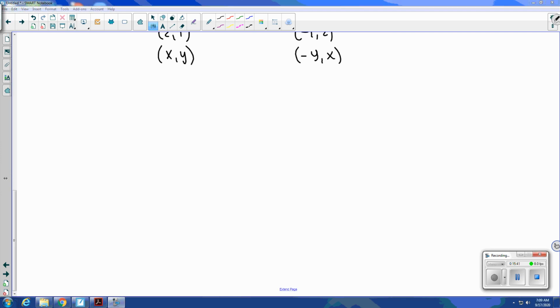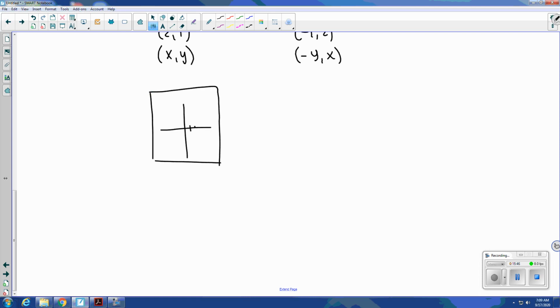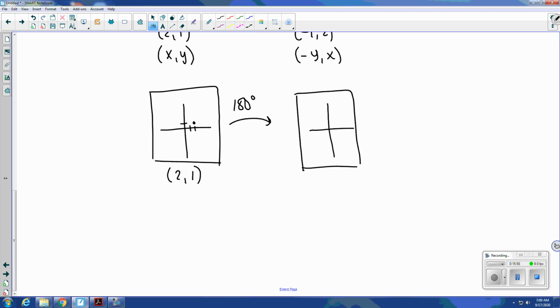And then lastly, if we want to rotate 180 degrees, we can plot our point on a piece of paper. Again, we're dealing with 2, 1. 180 degrees would be a full half turn. So my paper will be flipped upside down, and we'll be at -2, -1.